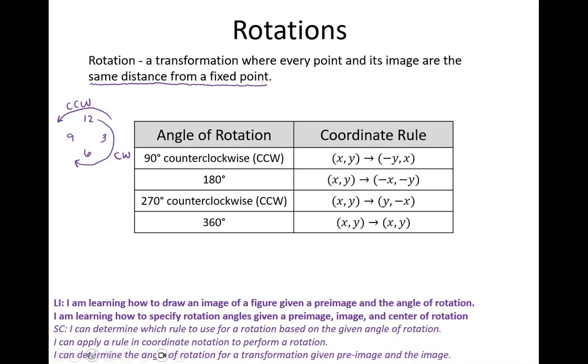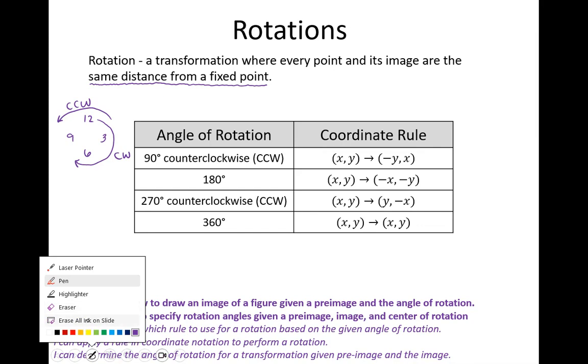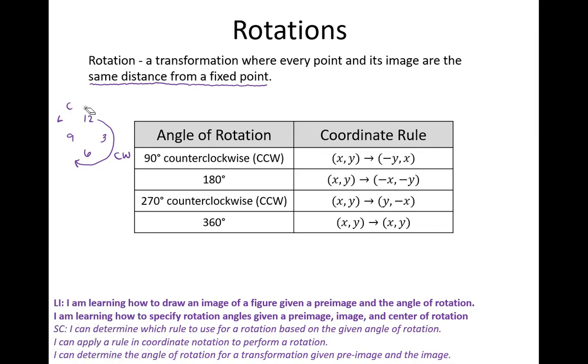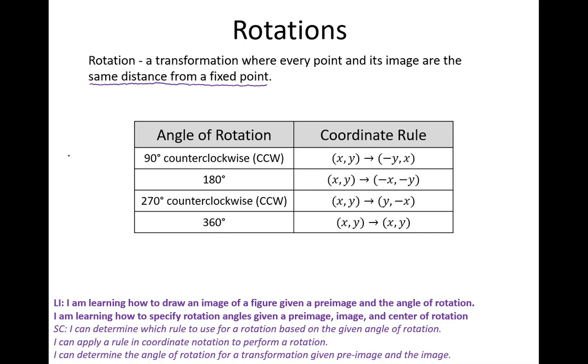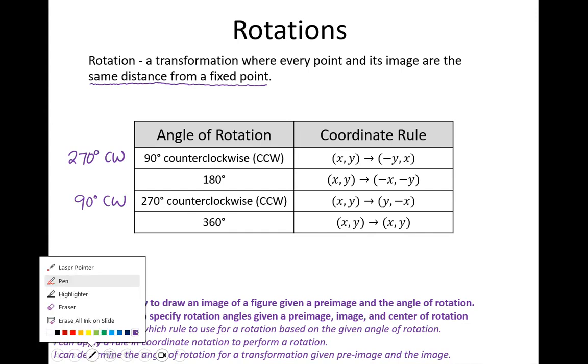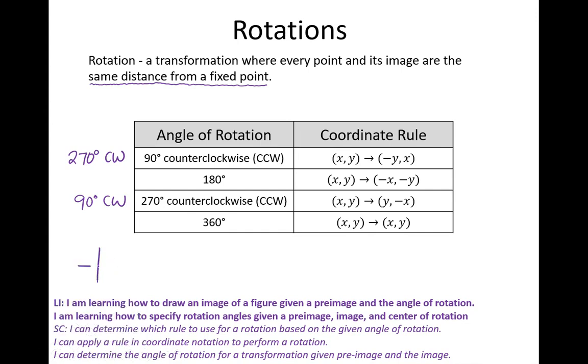90 degrees counterclockwise is going to be the same as going 270 degrees clockwise. So you can jot that down as well, 270 degrees clockwise. And then 270 degrees counterclockwise is going to be the same as 90 clockwise. I'm going to do a quick little graph to show us how that works.